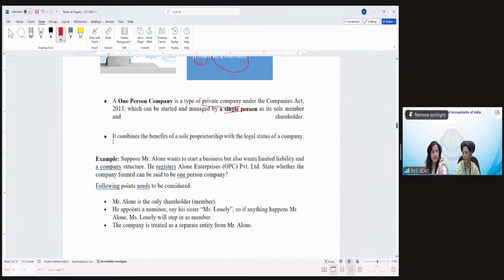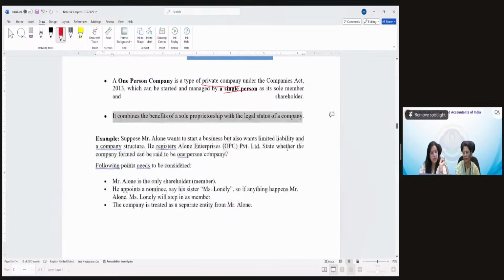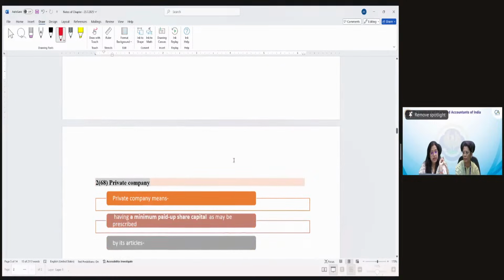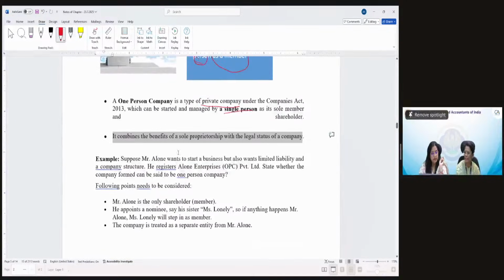First we have dealt, then the second is it combines the benefit of sole proprietorship with the legal status of the company. Then let's take this example also. Suppose Mr. A alone wants to start a company, but also wants limited liability and a company structure. He registers Alone Enterprises, OPC. This is the way the name of our OPC is always written. State whether the company formed can be said to be a one person company.